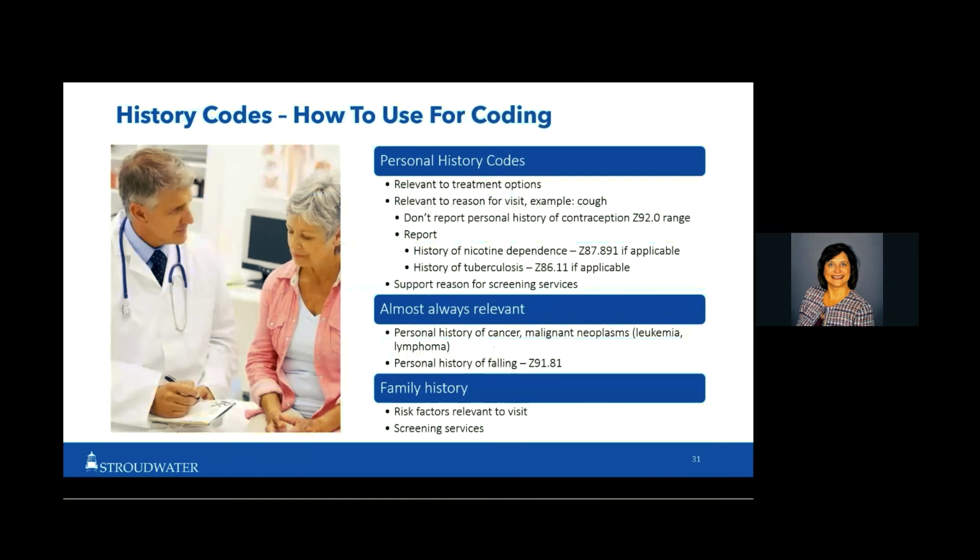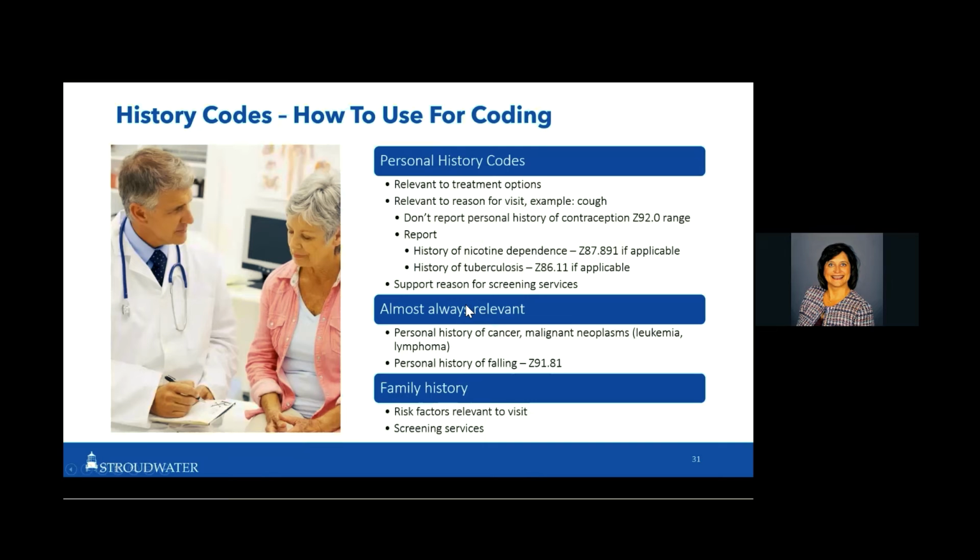Well, here's an example of a patient who's come in and how to use it. So the personal history codes, you want to make sure that they're relevant to the treatment options and relevant for the visit. So for example, a patient comes in with a cough. You wouldn't report a history of contraceptive, the Z92.0, but you would report a history of nicotine dependence and a history of tuberculosis. So you can see that they have used the 3-digit code with the period and then the additional information. So it has the category and the information.